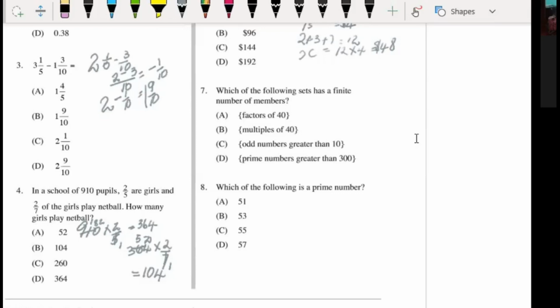Odd numbers greater than 10. Just like the multiples of 40, there are enormous multiples of odd numbers that are greater than 10. So that in itself is also an infinite set. And prime numbers greater than 300. Since the prime numbers are infinitely large, therefore those that are greater than 300 are also infinitely large. So the answer is definitely A.